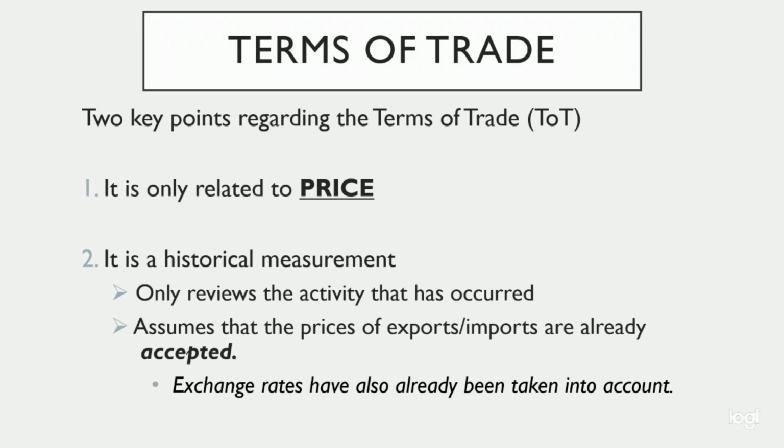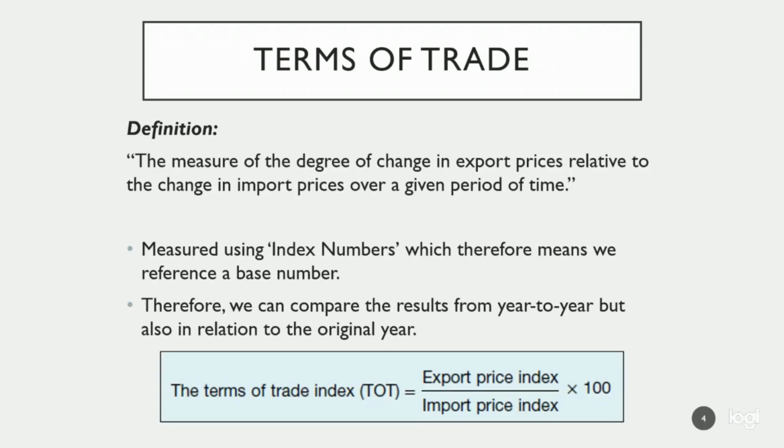And if activity has already occurred, it is assumed that the final price of the good or service that we have either bought or sold has been accepted, meaning that the exchange rates have also been taken into account. As a result of this, we do not need to reconsider how the exchange rate might have affected the export and import prices. So the definition of the terms of trade is the measure of the degree of change in export prices relative to the change in import prices over a given period of time.